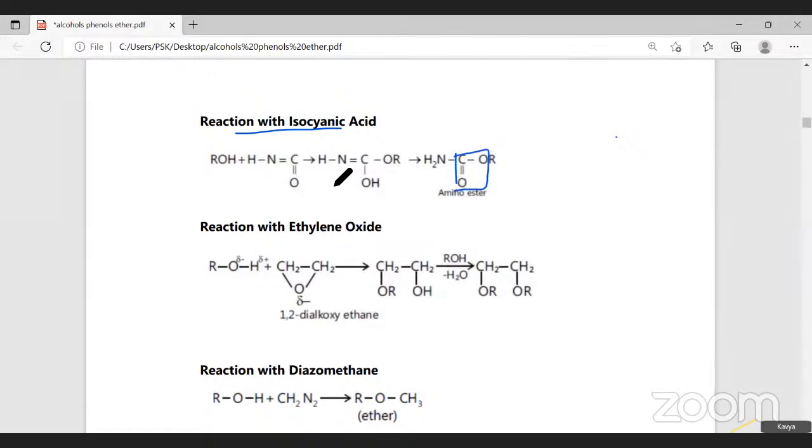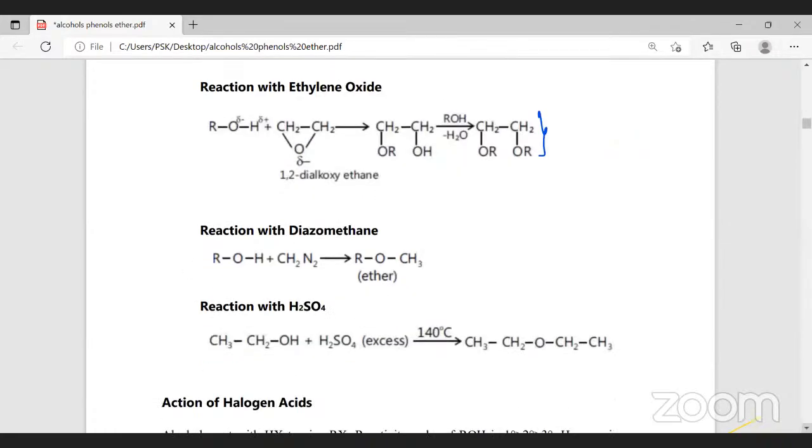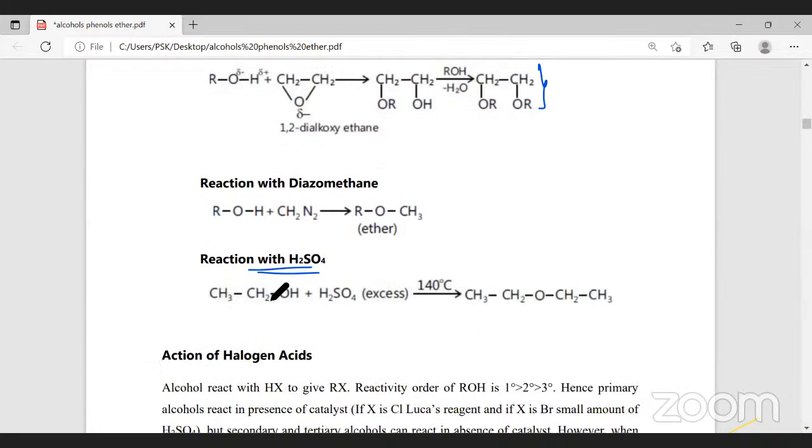Reaction with ethylene oxide also is not on the syllabus, but we can see this is ozonide. Maybe if time permits, we will learn these reactions after we complete the syllabus. Now, some of the reactions here, reaction with sulfuric acid is important. Now, when I say sulfuric acid is important, this is ethanol.